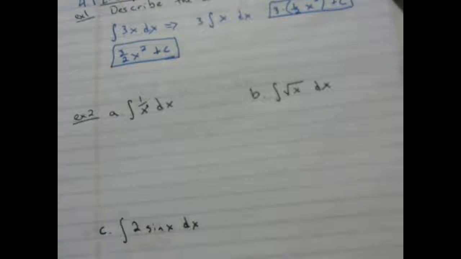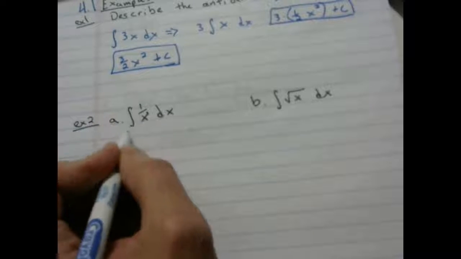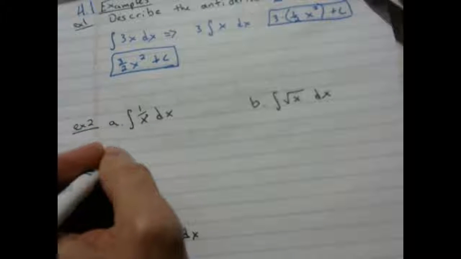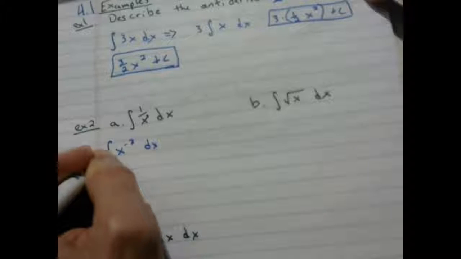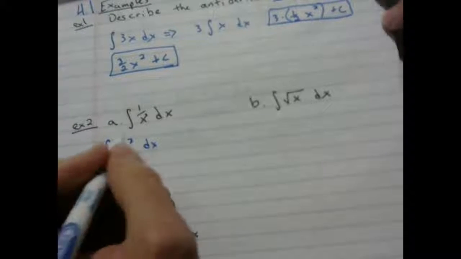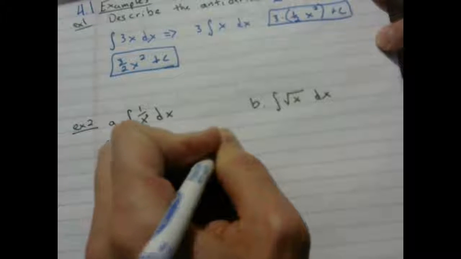Alright, here is our next example. The integral of 1 over x cubed dx. Well, we can rewrite this as the integral of x to the negative third dx. So that means I have to go down 1 power, right? So it's going to be x to the negative second.